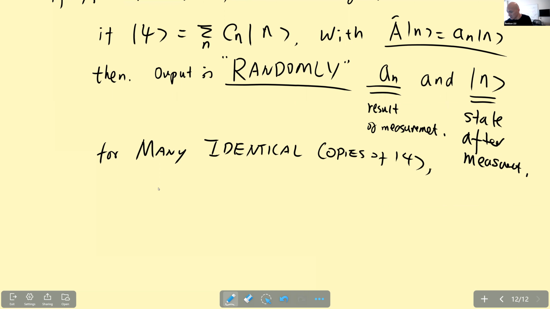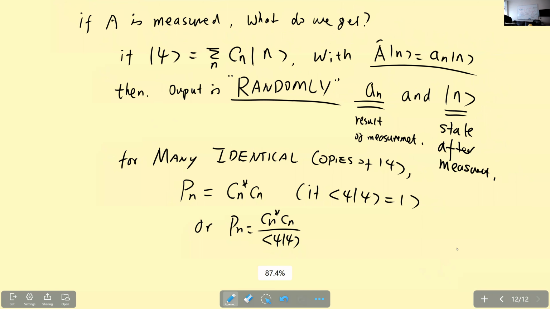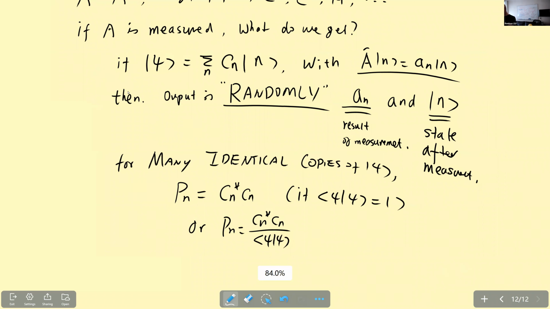the probability will just equal |c_m| squared, of course if the state is normalized, or P_m just equals the normalized form if it's not normalized. So that is the statement. We have discussed quite some results of this one.